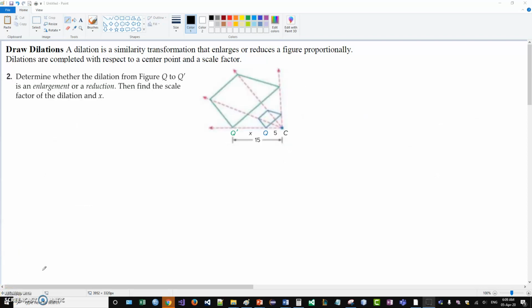Alright, our last example is: determine whether the dilation from figure Q to Q prime is an enlargement or stretch, or a reduction or shrink. Then find the scale factor of the dilation. Pause the video and try to answer that.